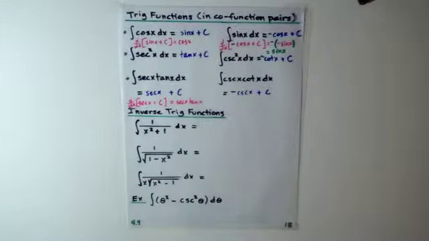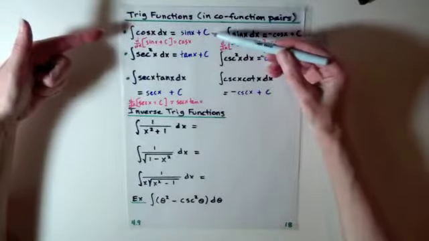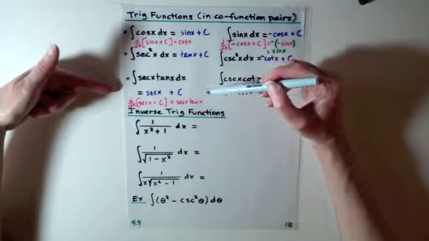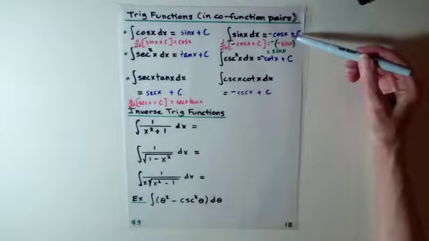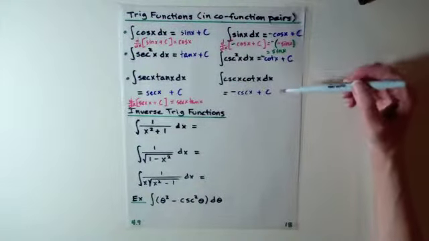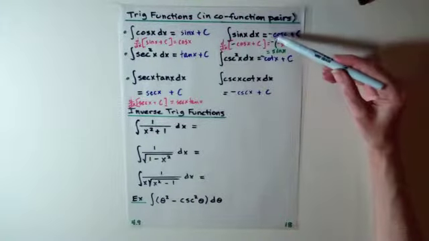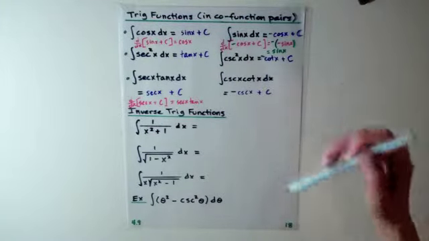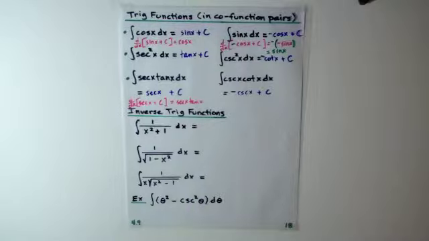So if you know these three formulas that are on the left-hand side, and you just remember to replace all of these with the corresponding co-function on the right-hand side and throw in that extra negative sign, you don't have to memorize quite as much. Okay, well, let's talk about inverse trig functions.